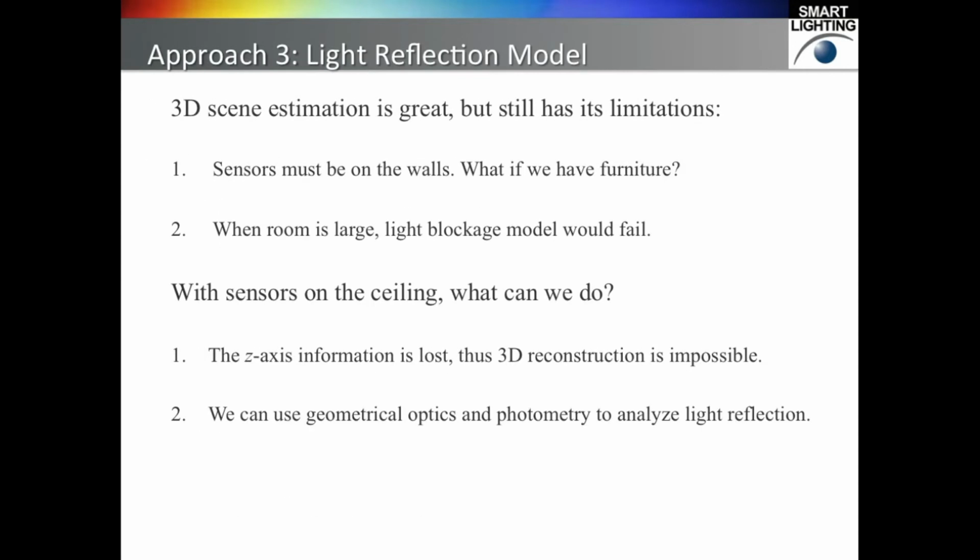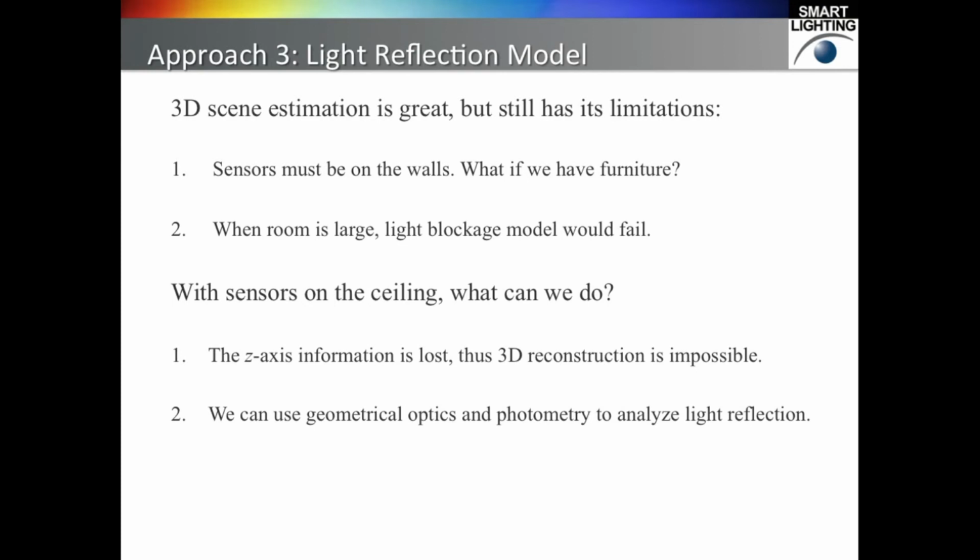So, we have talked about the 3D scene estimation approach. It is good, but still has limitations. It is based on net blockage model. In some cases, this model will not work. For example, if there is furniture in the room, we cannot put the sensors on the walls. And if the room is too large, the occupants may not block many net paths.